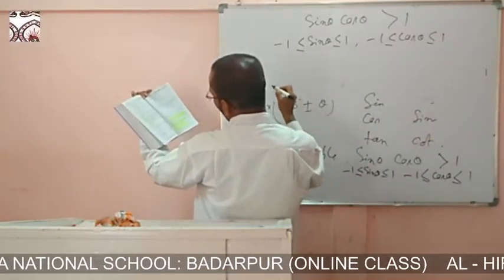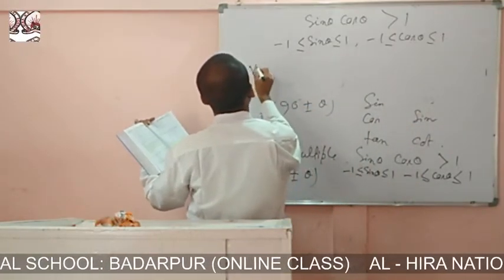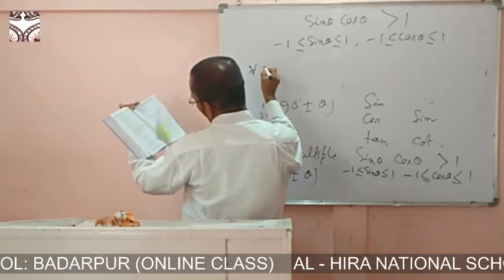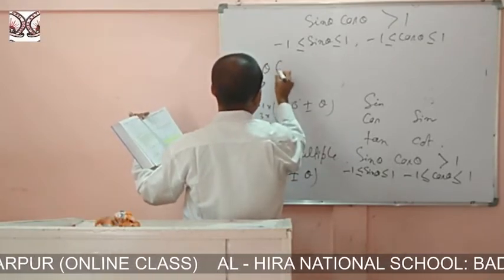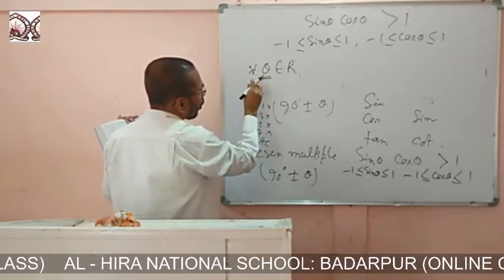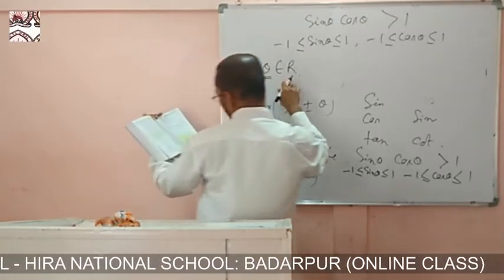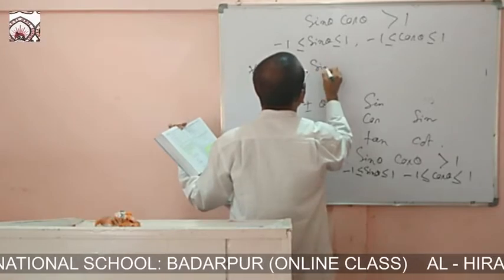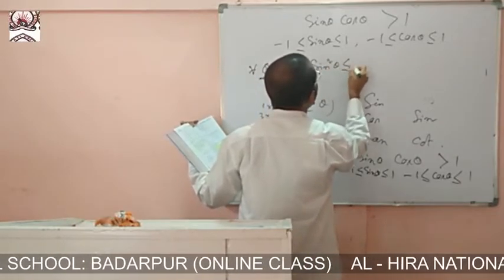And sin theta, for all theta belonging to real numbers. That means this is an angle, for all angles belonging to real numbers. Sin square theta is less than or equal to 1.